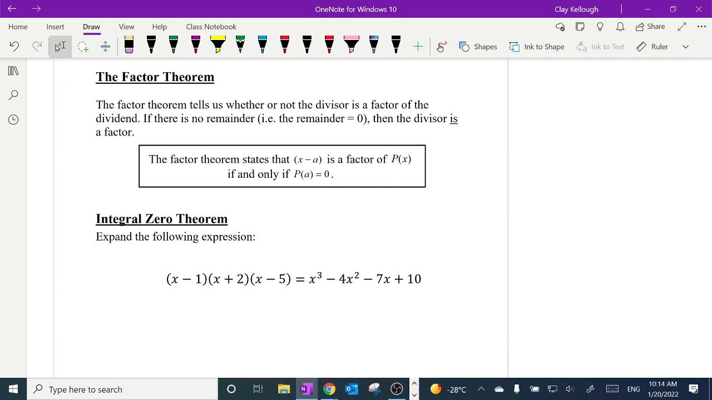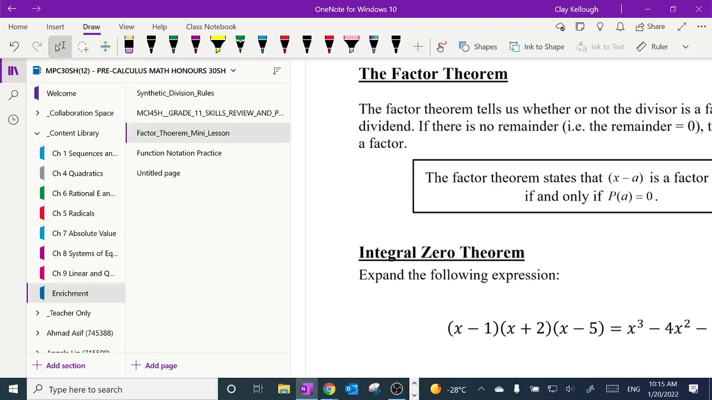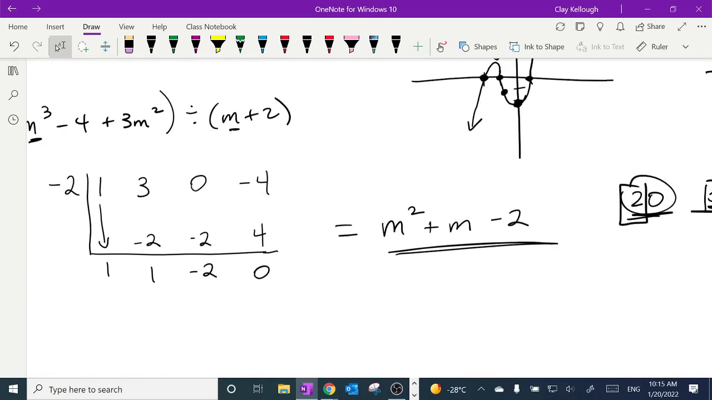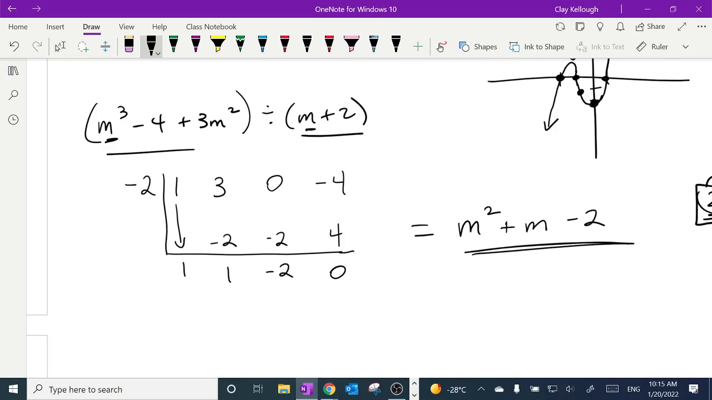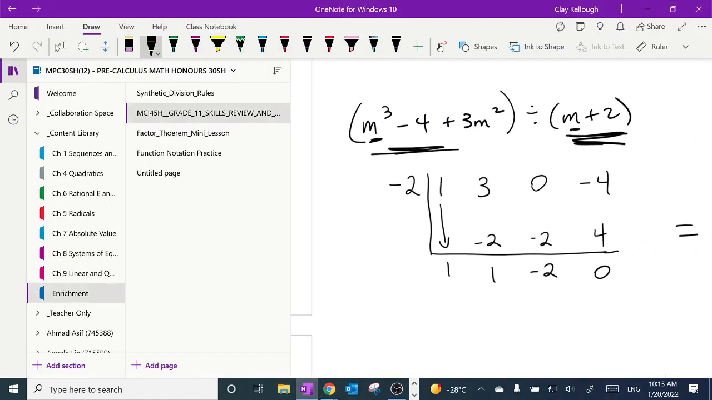Okay, before we go any further, we have something called the factor theorem. And the factor theorem tells us whether or not the divisor is a factor of the dividend. If there's no remainder, then the divisor is a factor. And we just saw that, right? In the last one we just did, we found out that there is no remainder when I divide this by this. So I know that this thing here is a factor of that. That's all that the factor theorem says. It's not a particularly deep piece of information.